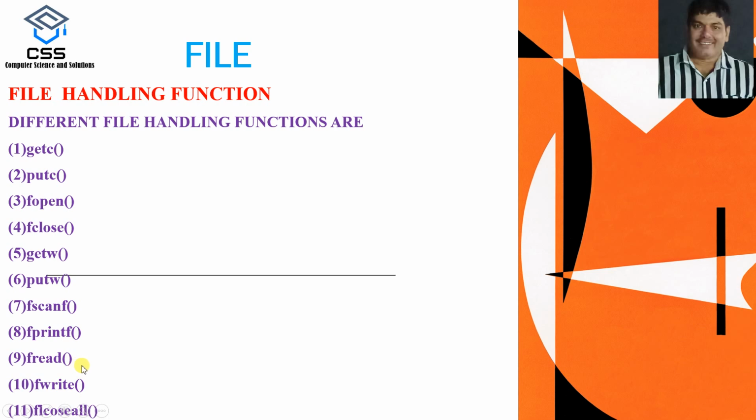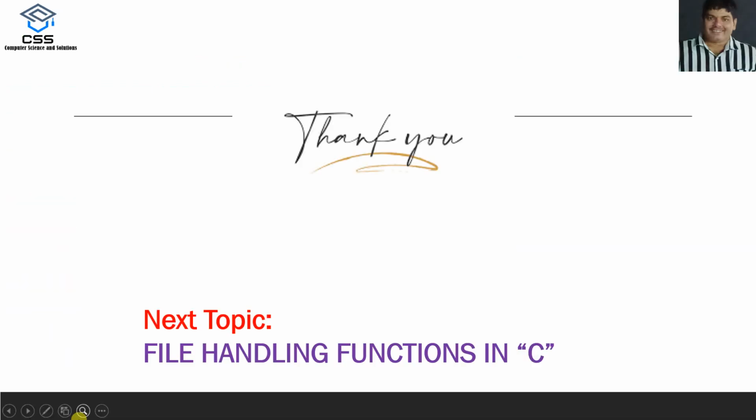If more than one file is open and you want to close all at a time, then fcloseall is used. These functions we will discuss in the next class one after another. I think the concept of file, file opening modes, and the different file handling functions, of which I gave you a brief idea, you understand. In the next class we are going to discuss different file handling functions with their syntax and examples.